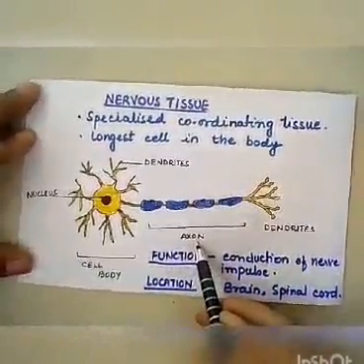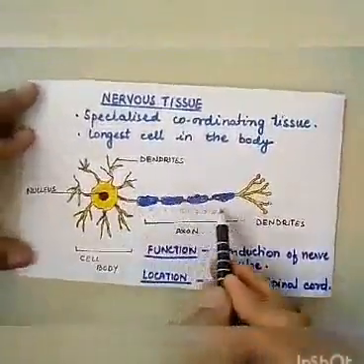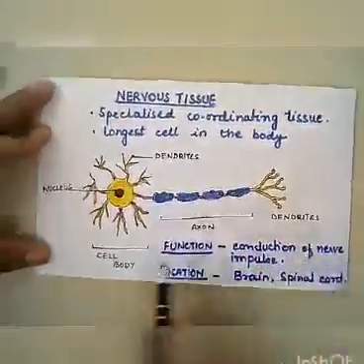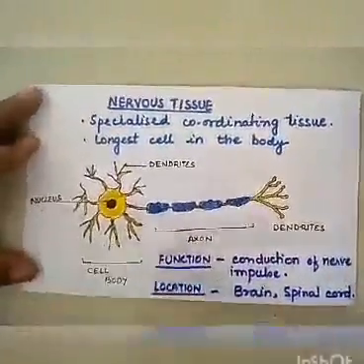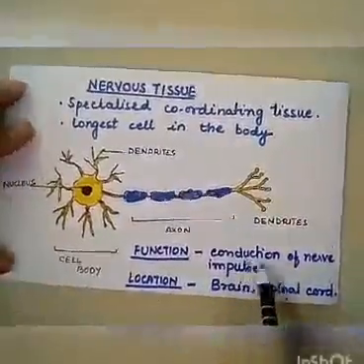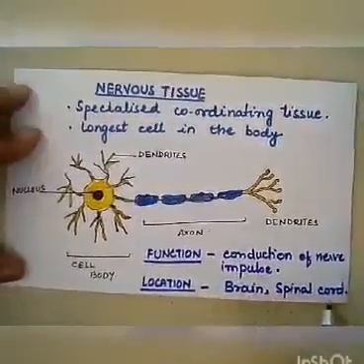What is the function of the axon? To transmit impulses from the cell body to the next end of the dendrites, and the cell body is to receive the impulses. So the function of the nerve cell is conduction of nerve impulses. Where do you find these nerve cells? Brain and spinal cord.